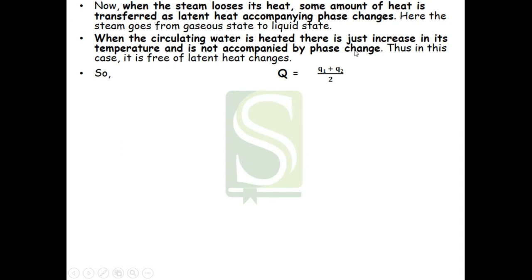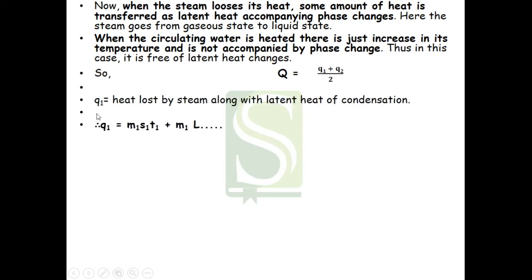When steam loses its heat, some amount of heat is transferred as latent heat, which accompanies the phase change. Why? Because the gaseous state is getting converted into the liquid state. But when you are only using water or any type of liquid, there occurs no phase change, so it is free of latent heat changes. So in this case Q is equal to Q1 plus Q2 by 2. Now what is Q1? Q1 is the heat lost by steam along with the latent heat of condensation. So here we will have to consider the latent heat of condensation.